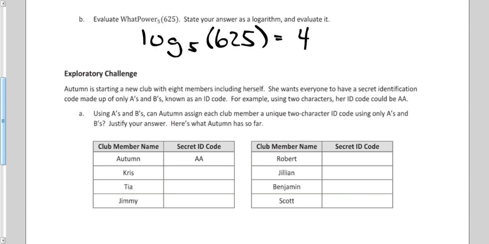So maybe Autumn calls herself AA. Which, yeah, it's an unfortunate code for Autumn, but we're going to run with this, okay? I knew somebody was going to come up with that, Andy. Thank you. Thank you.